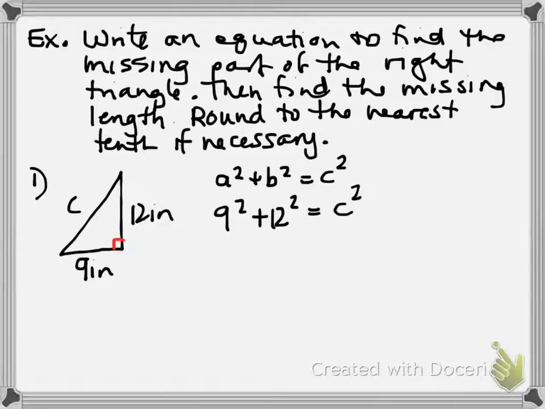And remember, we talked about in the very beginning of the year how important it was for you guys to memorize your perfect squares from 0 to 20 squared. Well, now it's going to come into play. Okay? So what's 9 squared? 81. And what's 12 squared? 144. And that equals c squared. So then we're going to add them together. And we get 225 equals c squared.